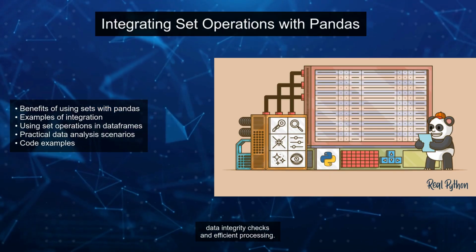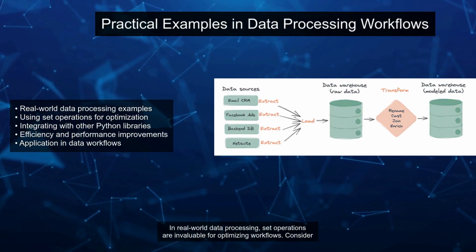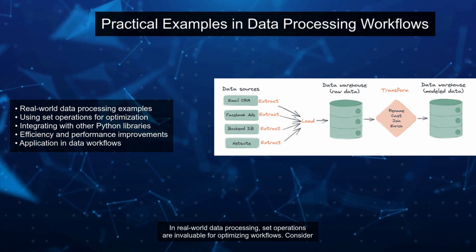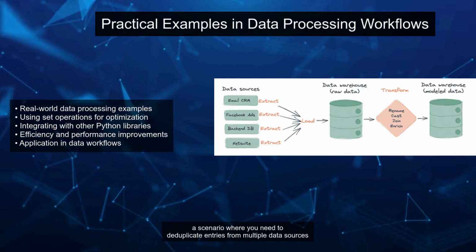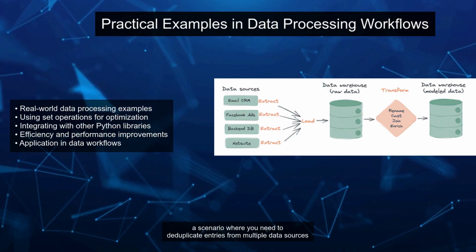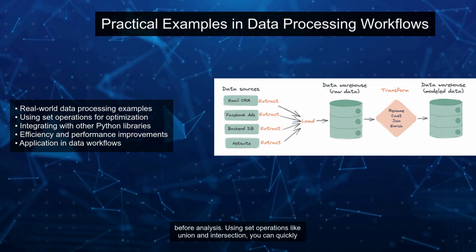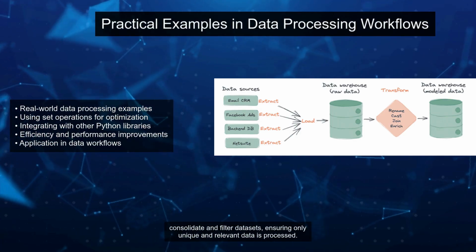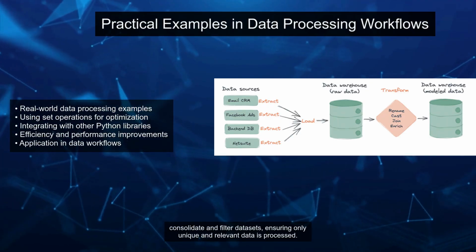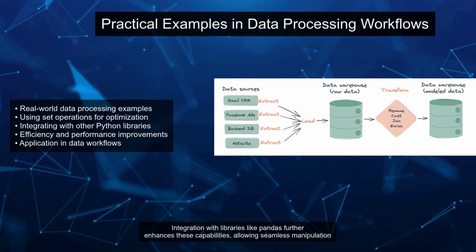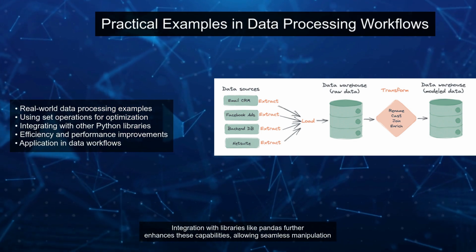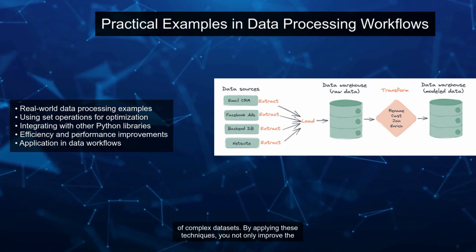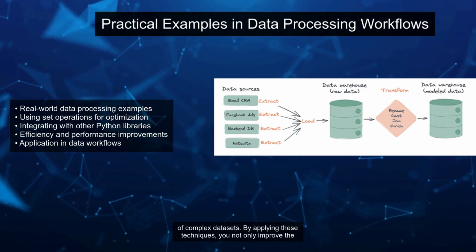In real-world data processing, set operations are invaluable for optimizing workflows. Consider a scenario where you need to deduplicate entries from multiple data sources before analysis. Using set operations like union and intersection, you can quickly consolidate and filter datasets, ensuring only unique and relevant data is processed. Integration with libraries like pandas further enhances these capabilities, allowing seamless manipulation of complex datasets.